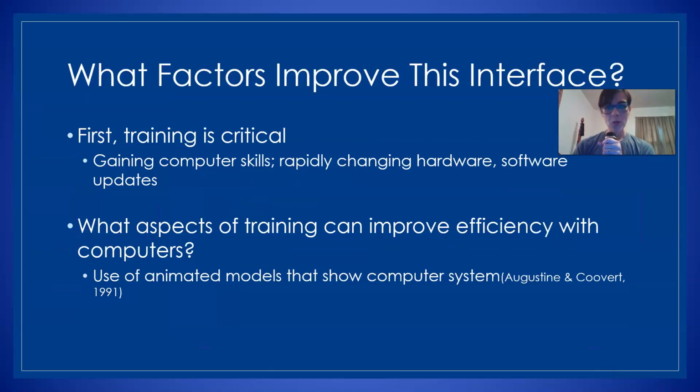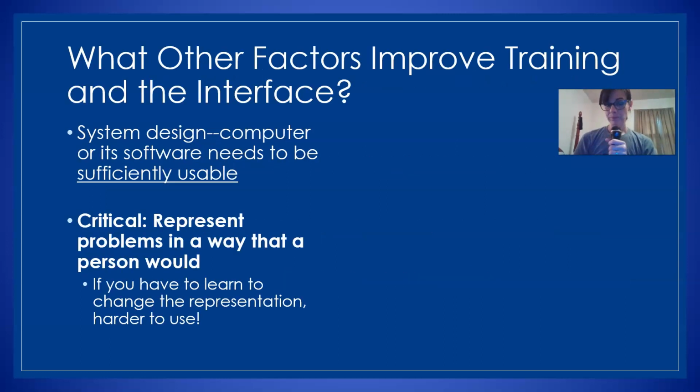Okay, so where we last left off, we were talking a little bit about how there are some different factors that help improve the interface between humans and computers. And as we're seeing in our current world, being able to use computers is a pretty critical skill that you have to know. So now let's talk about a few other factors that can help improve that understanding beyond training.